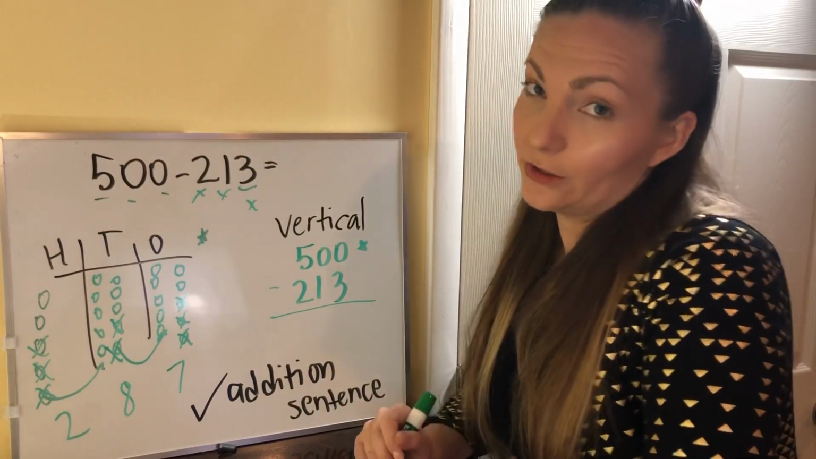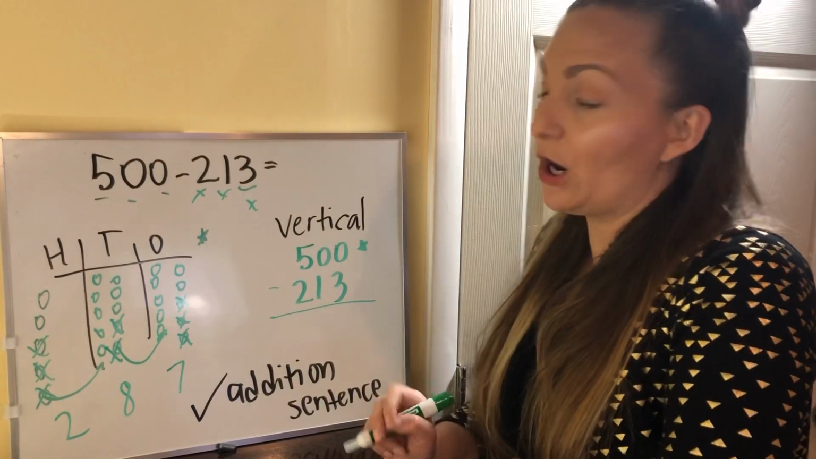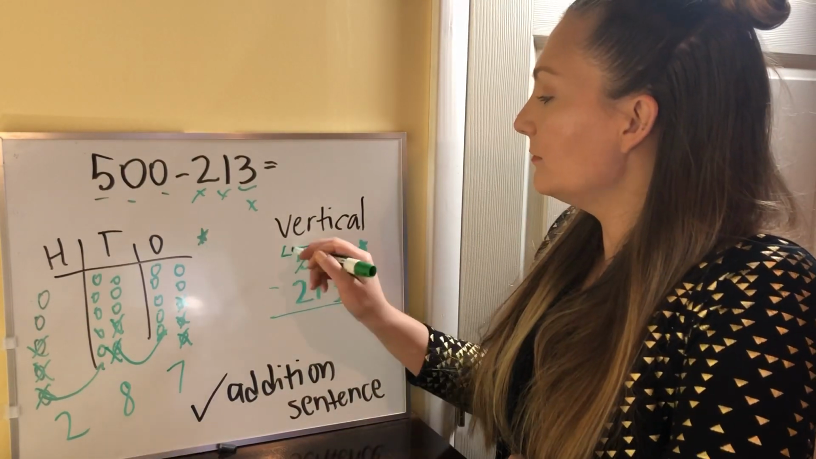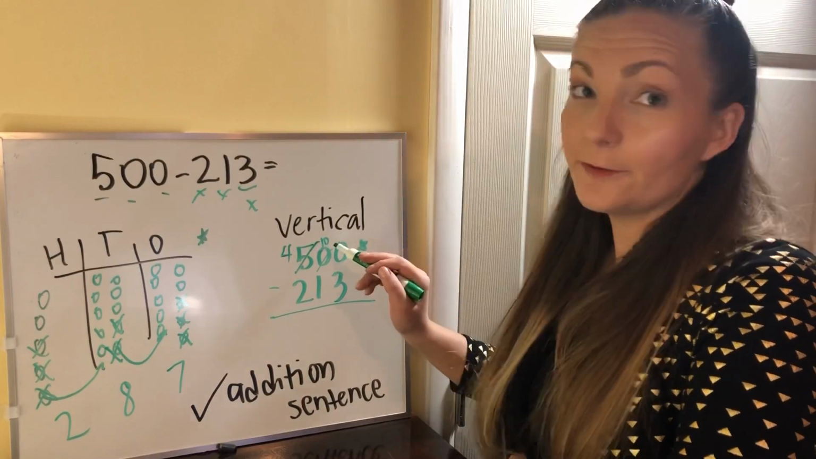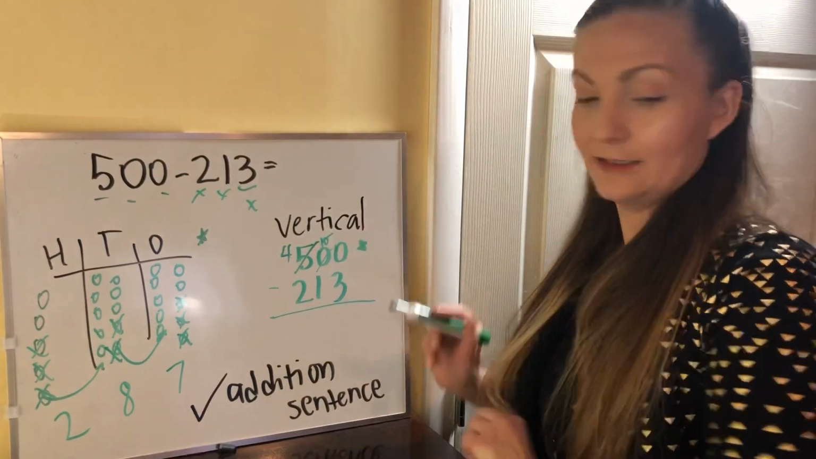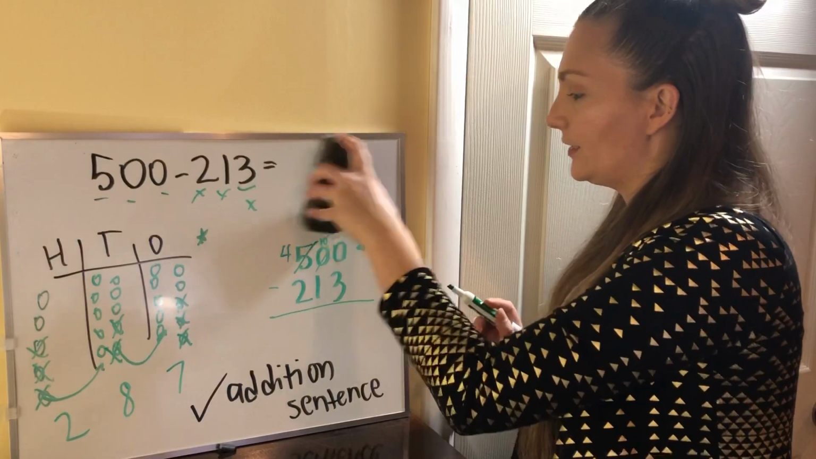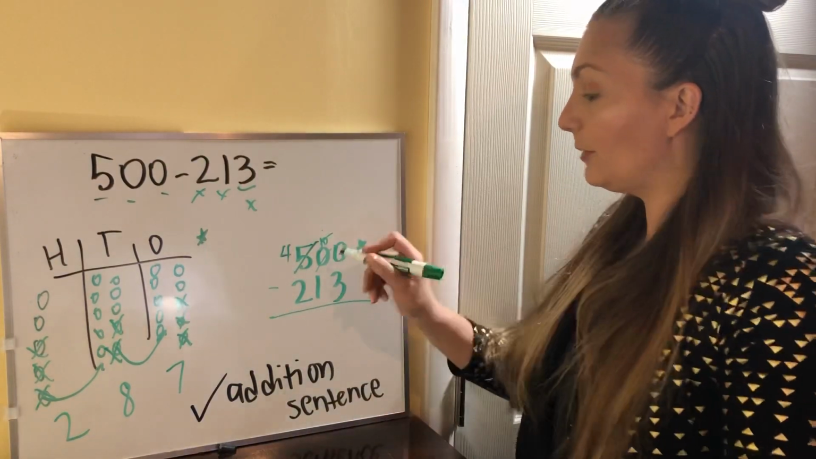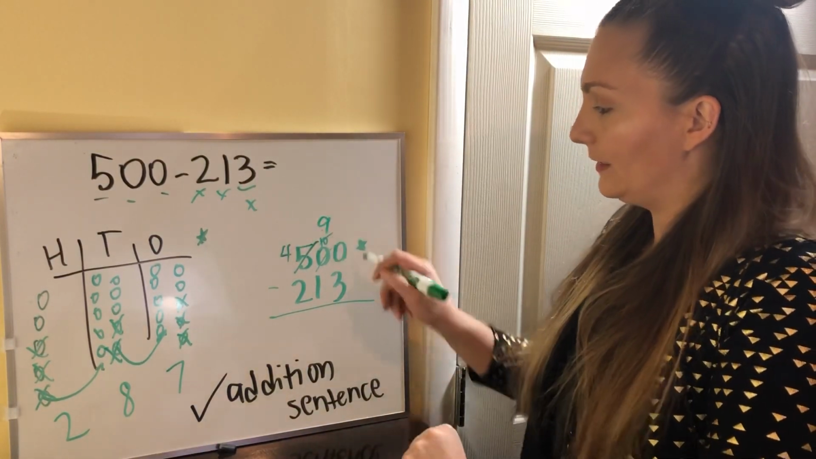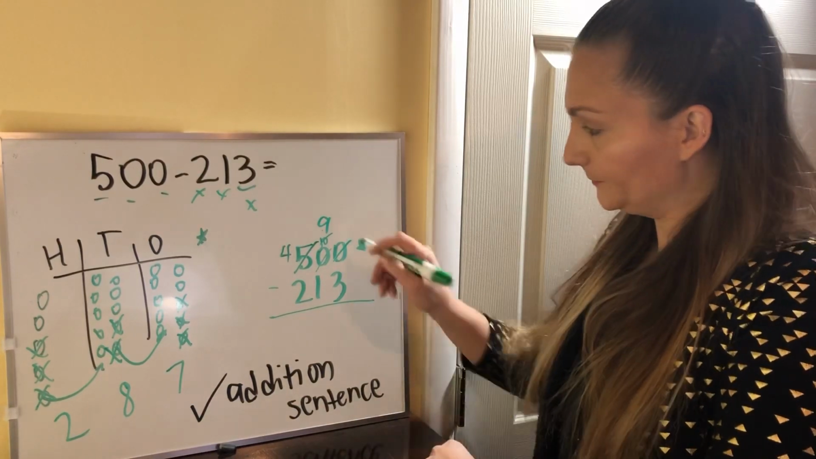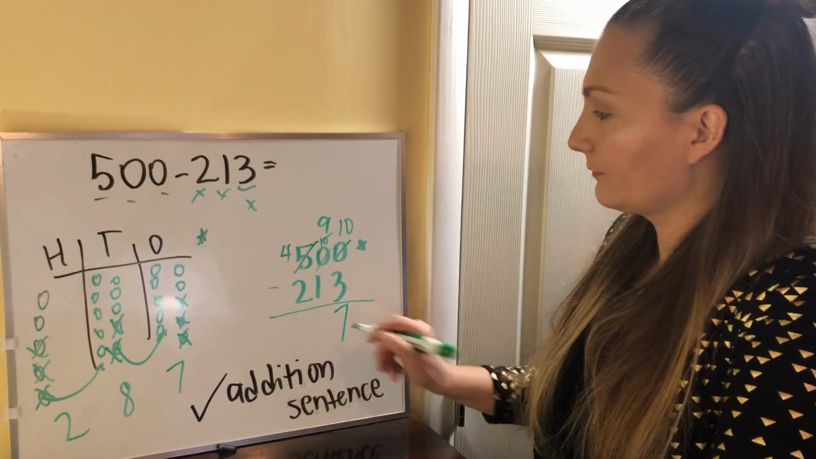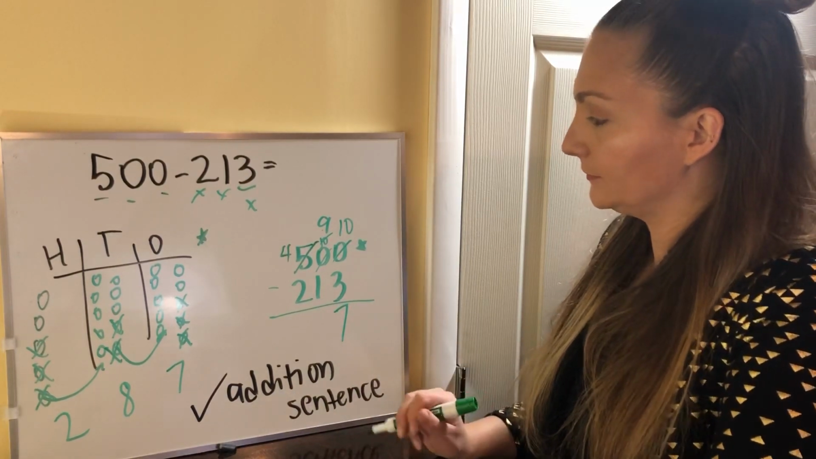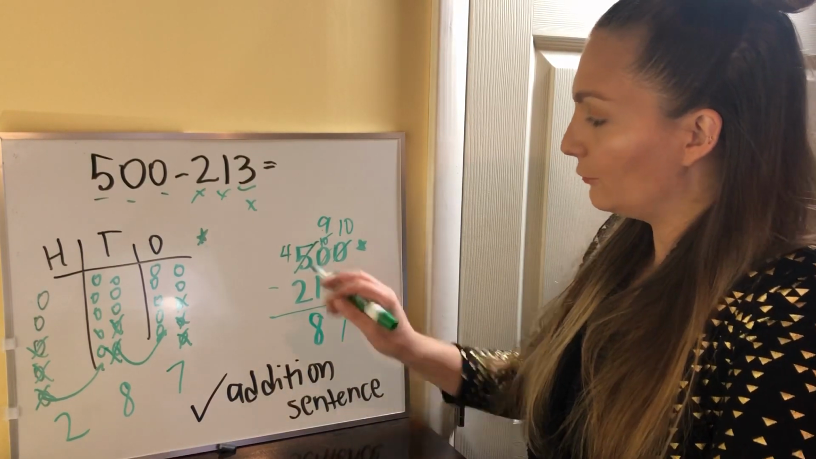I'm going to have to unbundle. Borrow twice. The 0 becomes a 10, and then when it wants to borrow from the 10, this 10 becomes a 9. I'm going to erase so I have space for that. We borrowed twice. And the 0 becomes a 10. 10 take away 3. 9 take away 1. 4 take away 2.